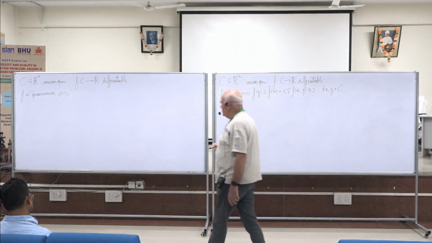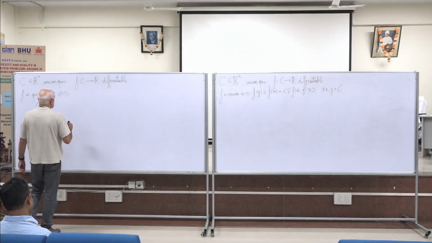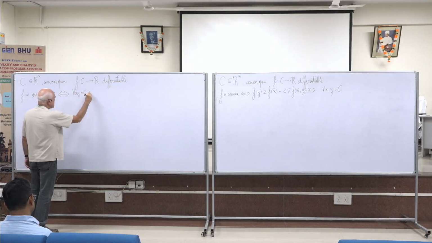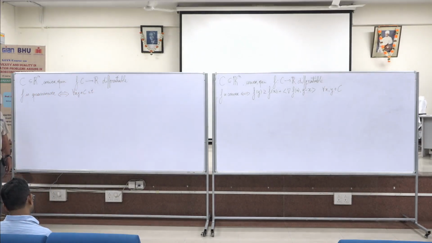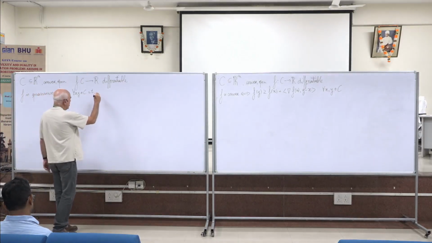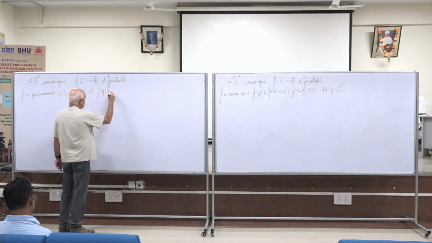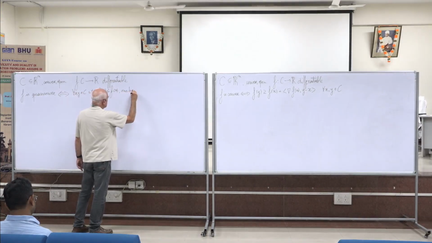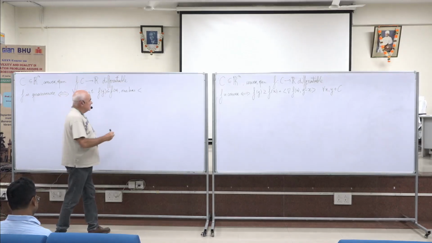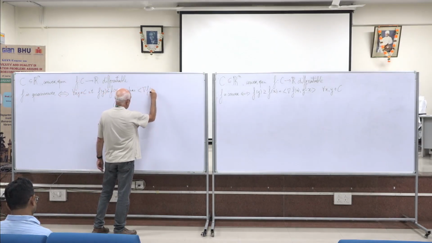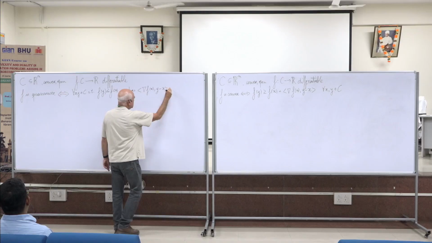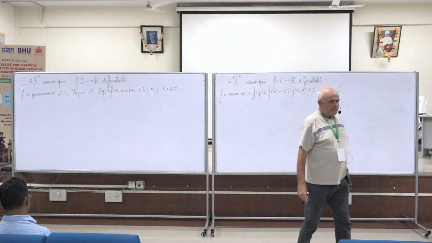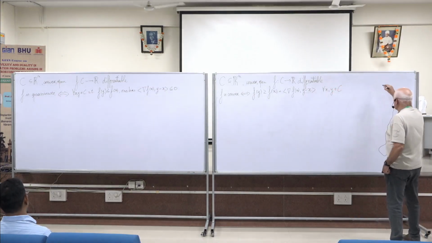Okay? Well, the situation here is different. For every x, y in C such that f of y is less than or equal to f of x, one has the gradient of f at x, inner product y minus x, is less than or equal to 0.